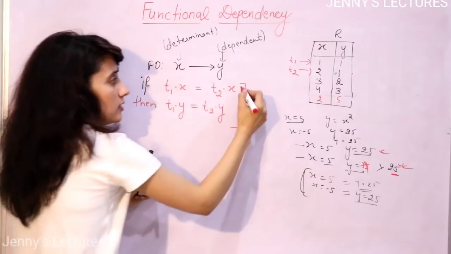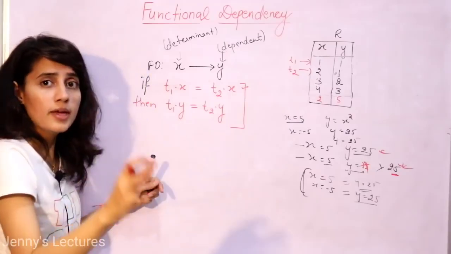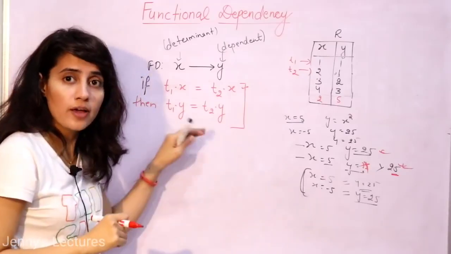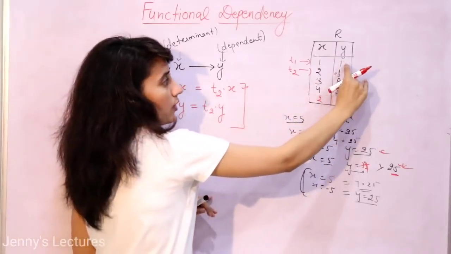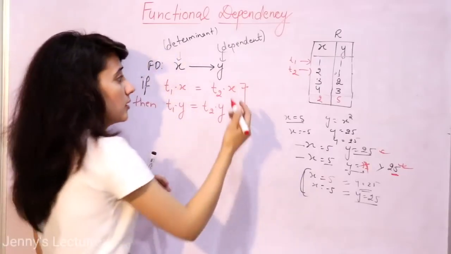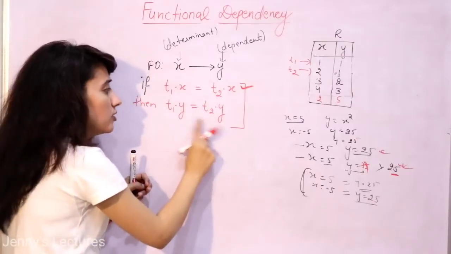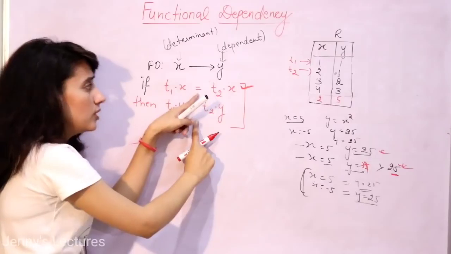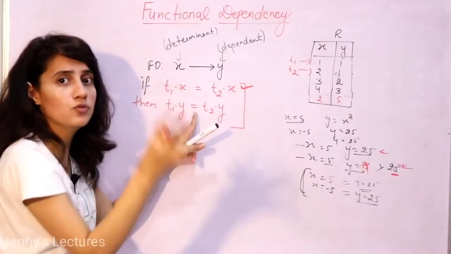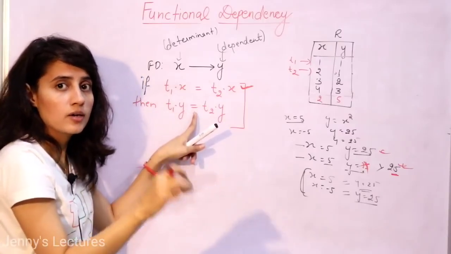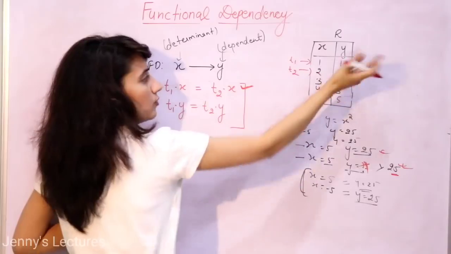In that case, if this is not true for the two tuples you are checking, then there is no need to check the y value. The y value may or may not be the same, right? You can say the y value is the same, but it doesn't matter, because only if this is true will we check this condition. If this is false, the other may be true or may be false. We do not check this condition if the first condition is false, right? So here we will not check y values.